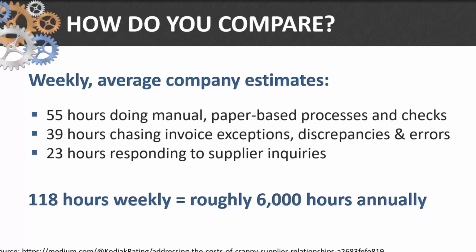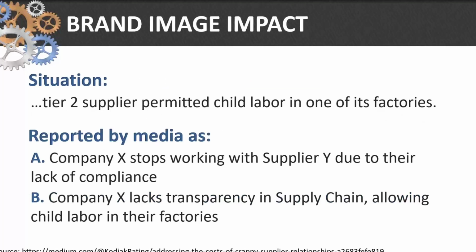Another point made is the impact a supplier can have on your brand's image. And they used a very impactful example for this as well. Suppose a tier 2 supplier permits child labor in one of its factories. Well, the media's job is to report the news, but they may present a version that gets the most attention. So yes, the company is less likely to be credited for dissolving the relationship and more likely to be blamed for not precluding the situation in the first place.